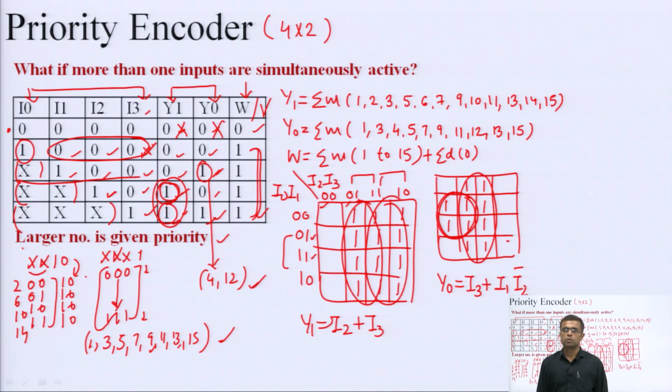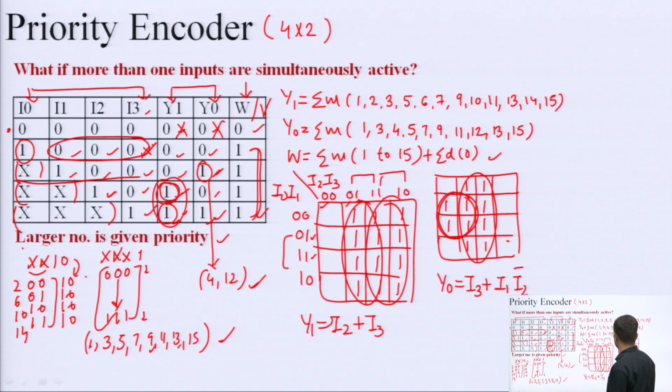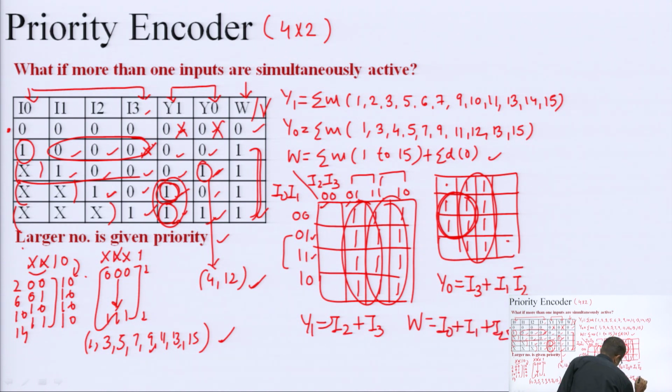Okay. So, and for W we need not convert anything, we can see that this W is 1 to 15 plus D naught, that means except for this cell all the terms will be high, that means there will be 4 octets which are corresponding to I naught, I 1 and I 2 and I 3. So, W is equal to I naught plus I 1 plus I 2 plus I 3.